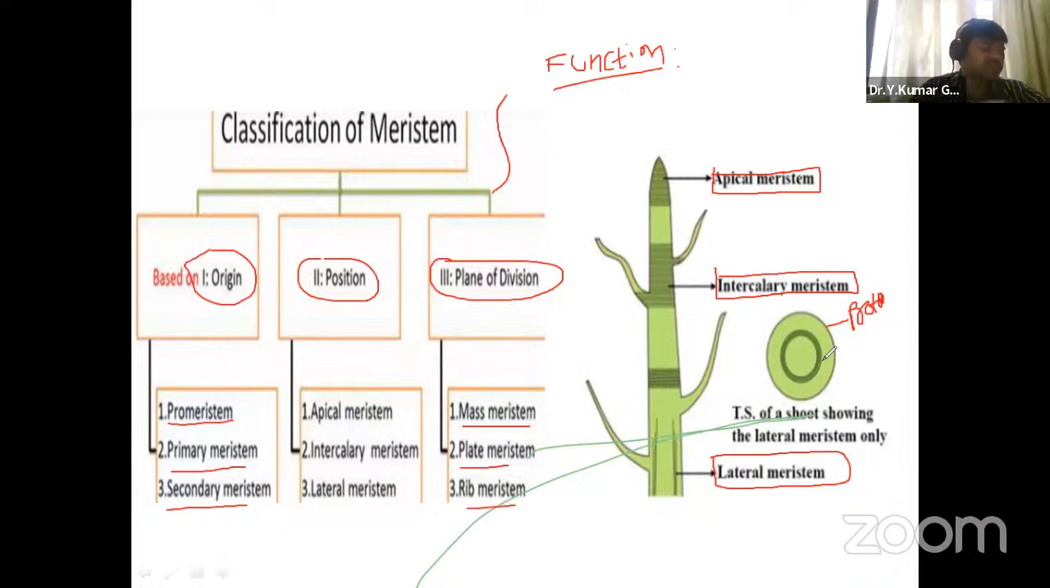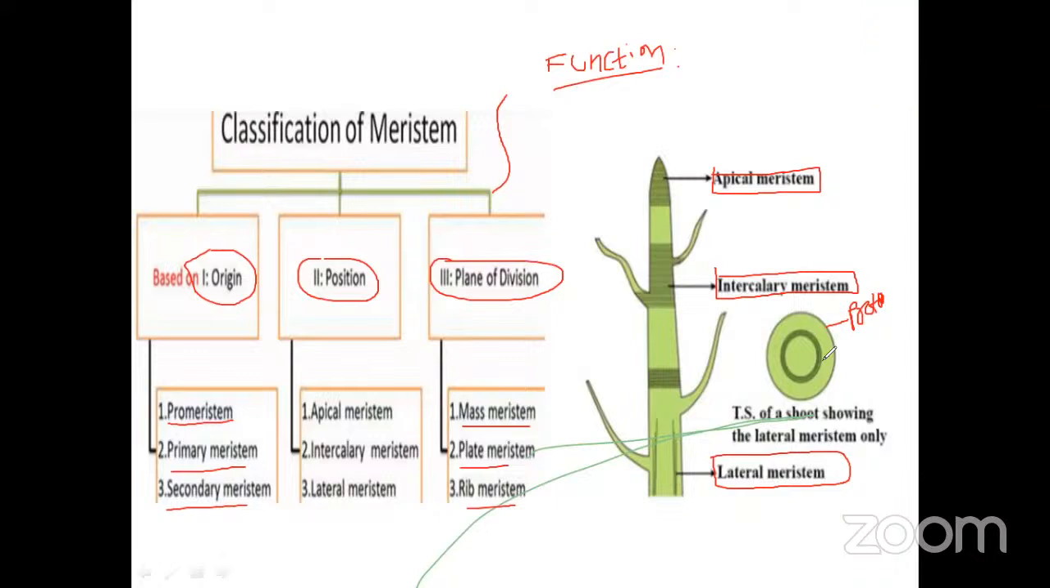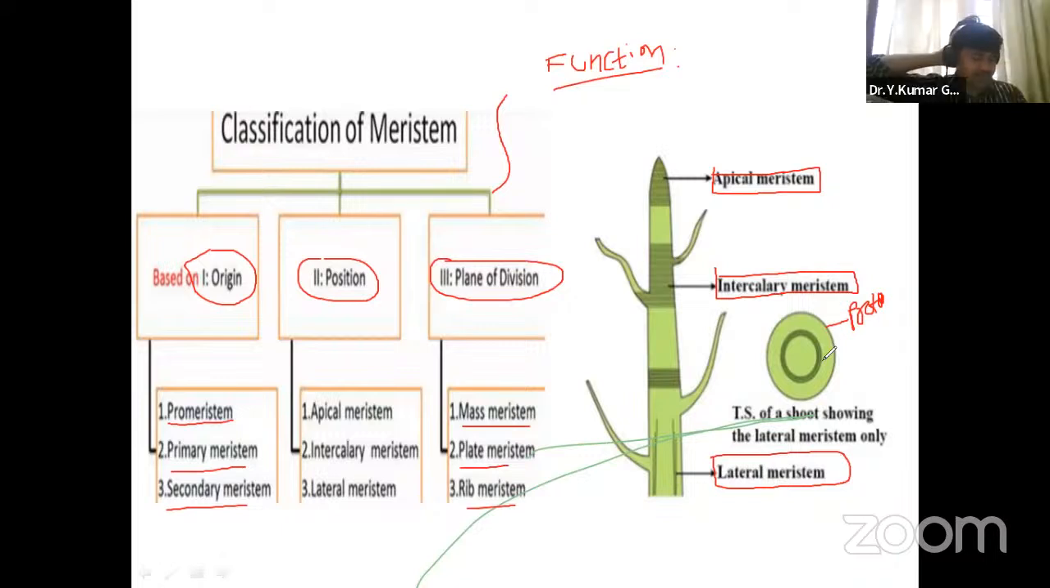First, based on origin: promeristem. What is promeristem? Pro means primordial meristem, that is embryonic meristem, as I already told you in the beginning. The meristem where the foundation for new organs or their parts is laid down is referred to as promeristem or primordial meristem. In simple words, embryonic meristem, embryonic cells. That is the first form.